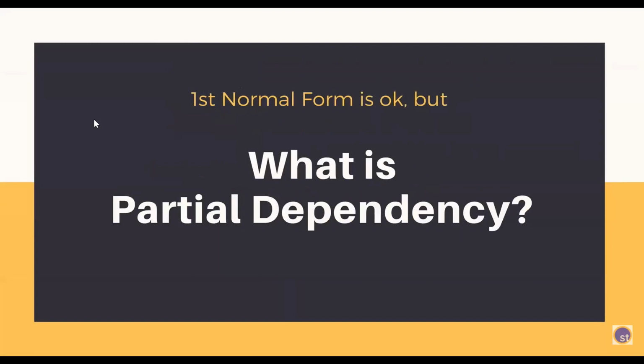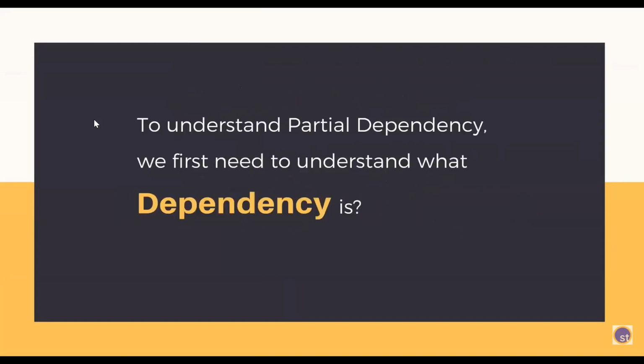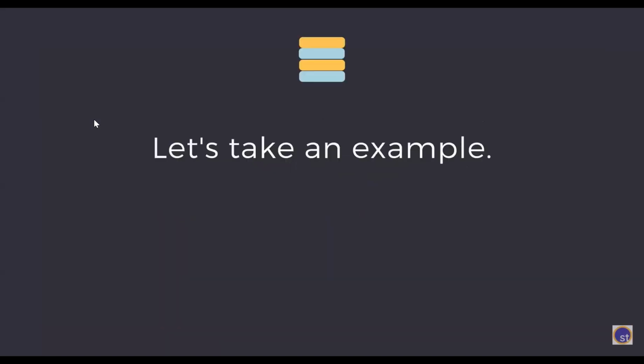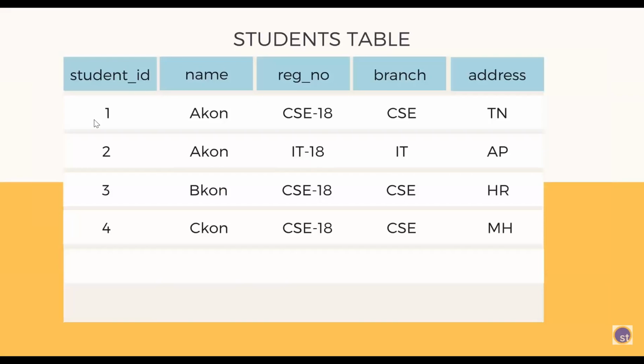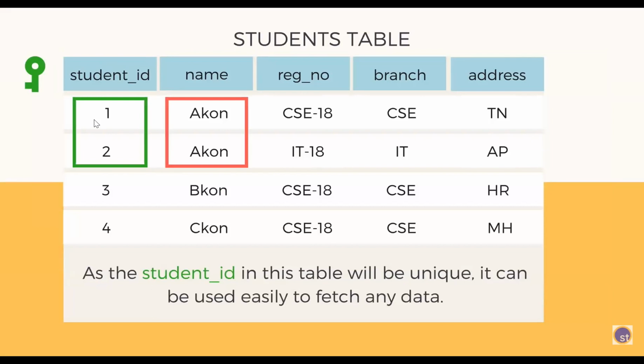Now the main question is, what is partial dependency? To understand partial dependency, we first need to understand what dependency in a table is. So let's take an example of a student table in which we save the student's name, registration number, branch, address, etc. In this table, student ID is the primary key and is unique for every row. Hence, we can use the student ID to fetch any row from this table. Even where student names are the same, if we know the student ID, we can easily fetch the correct row of data.